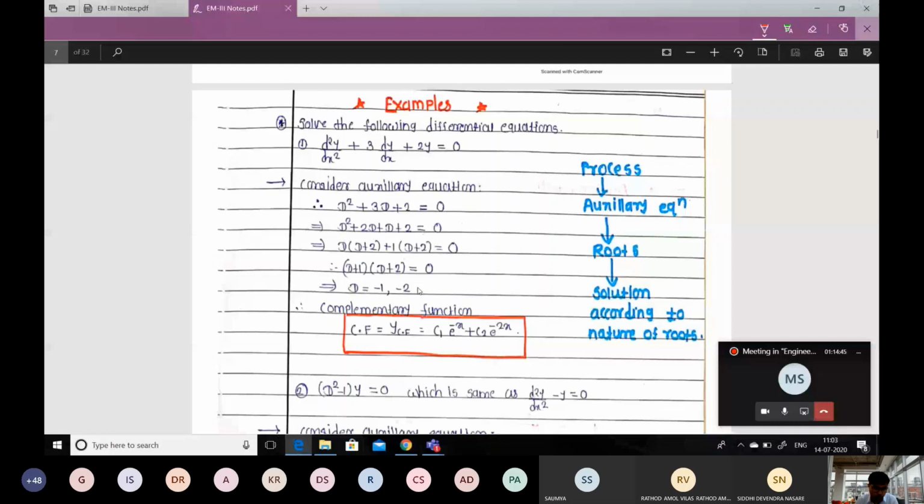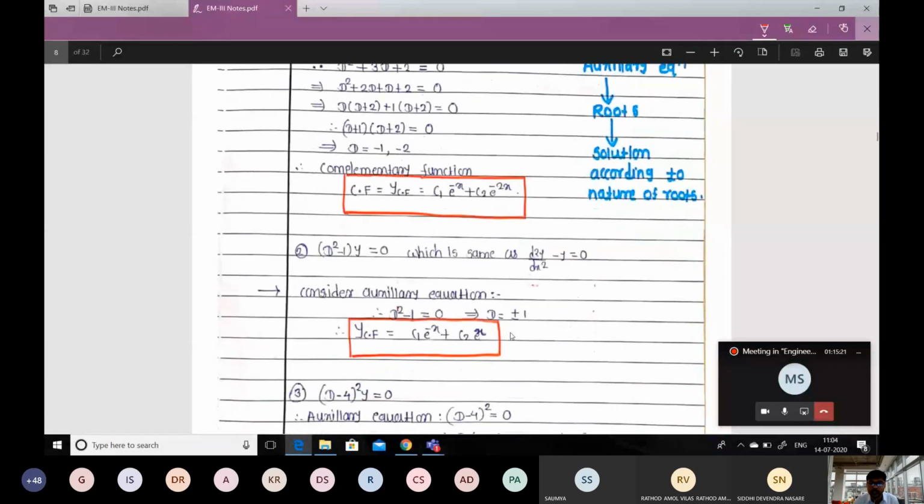So we obtain 2 roots. First root is -1, second root is -2. Obviously they are real because there is no imaginary part, and that's why they are distinct. So from case number 1, we can say directly the solution is C1 e to the power first root times x, what is the first root? -1 times x, plus another arbitrary constant C2 e to the power second root, that is -2 times x. It follows from case number 1. So we know the reason why we write the solution in terms of exponential function. We already went through that.